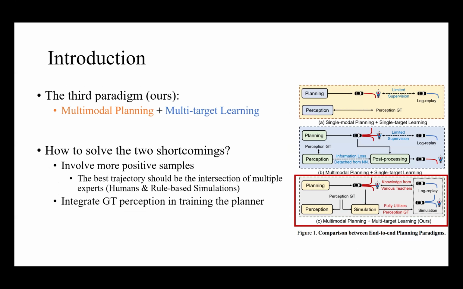Apart from the single log replay trajectory we use to supervise our end-to-end planner, we also use a rule-based simulation engine to generate multiple trajectories, which are also used to supervise the planner. And since these generated trajectories are from a rule-based engine, these trajectories are safe for each scenario. The other benefit is that we integrate ground truth perception in training the planner instead of resorting to non-differentiable processing techniques.